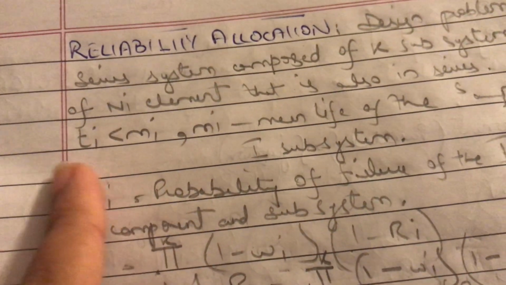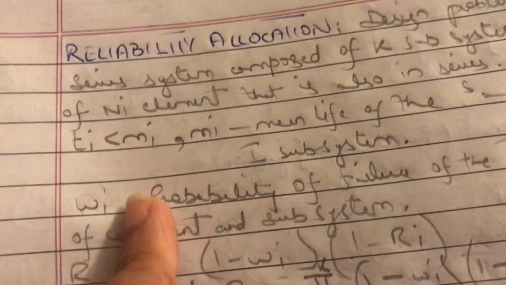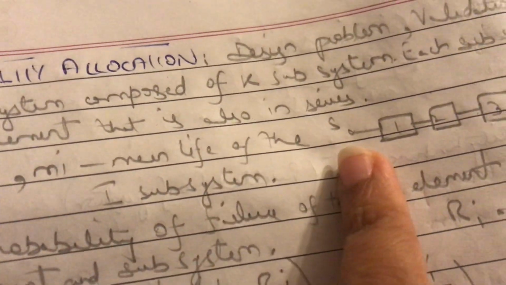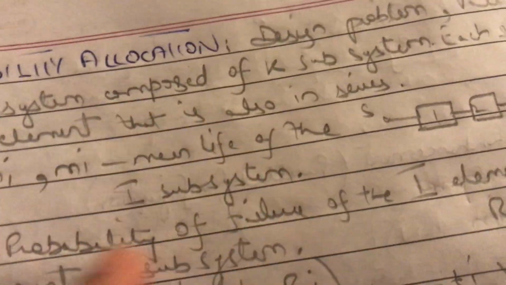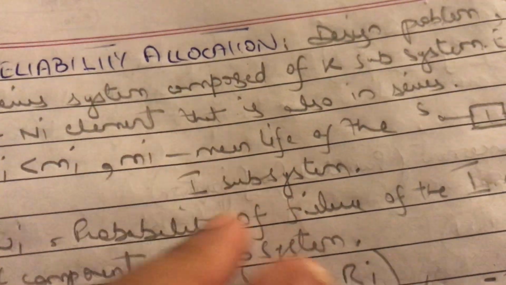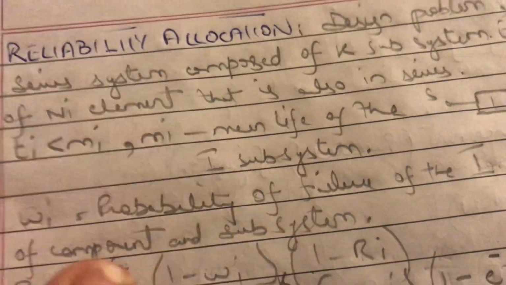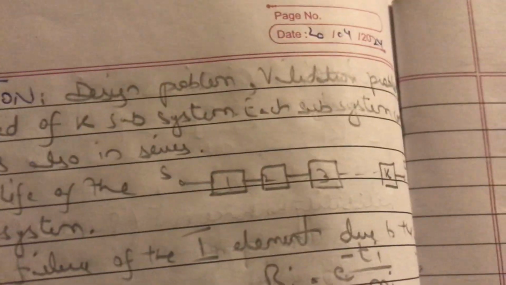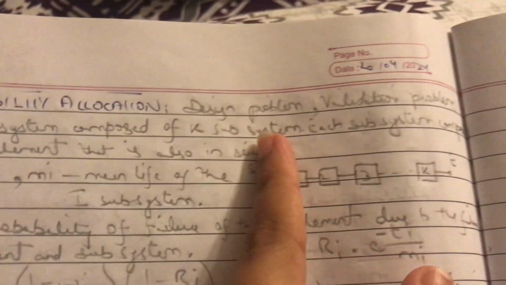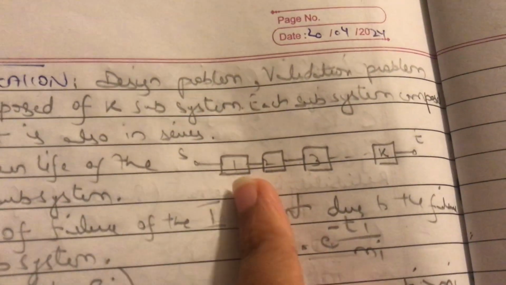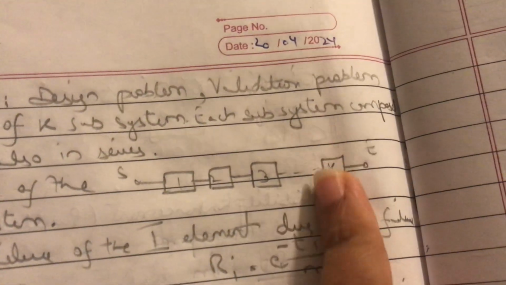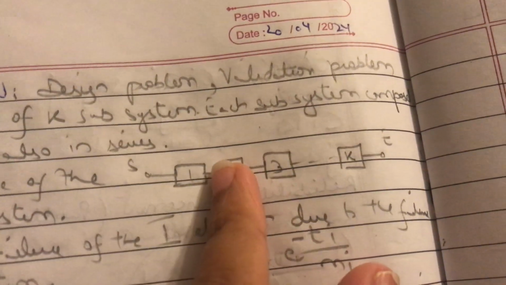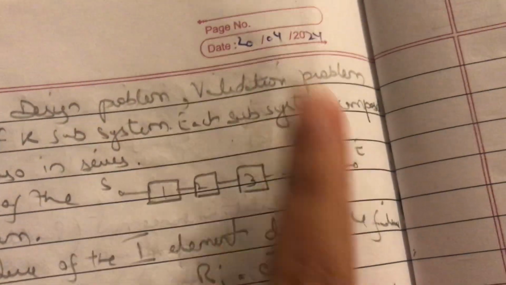It's written here that Ti is less than Mi, and what is Mi? Mi is the mean life of the i subsystem. We are talking here about the i element, the i subsystem. So our time Ti is less than Mi, and Mi is the mean life of that i subsystem. As we said above, the series system is composed of k subsystems, so we have 1, 2, 3 and so on till k.